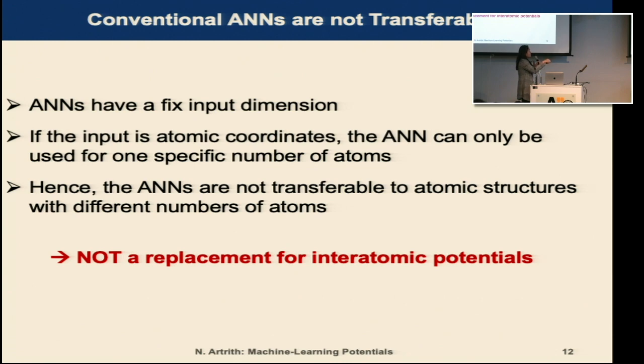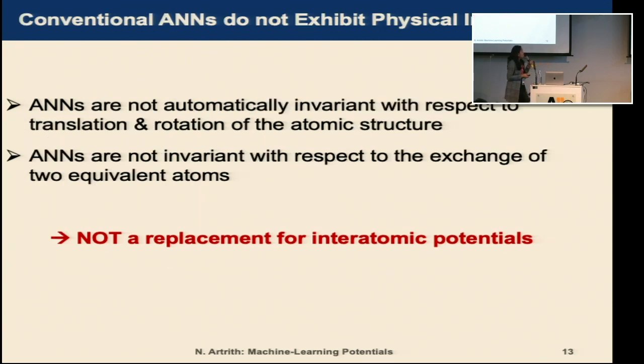So therefore, we now try to think about how we will make it work for different types of atoms, types of solids and liquids. So these conventional neural network potentials are still not yet a replacement for interatomic potentials. If you have any questions, ask me anytime, also during the talk.